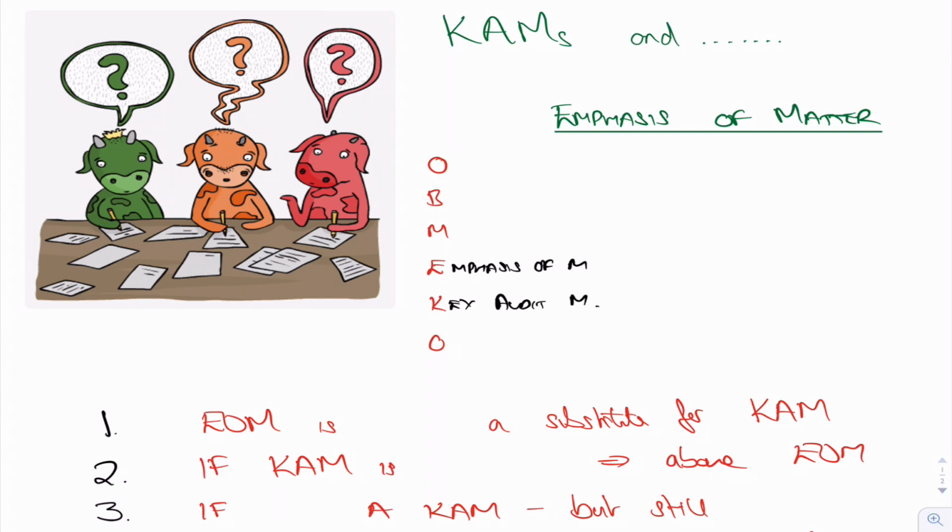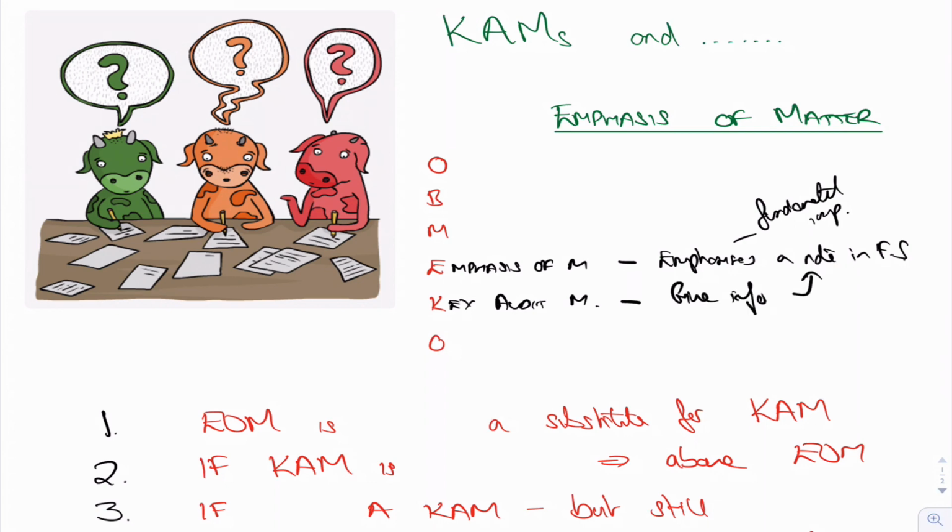Okay, now all the emphasis of matter paragraph does, it emphasises a note in the financial statements, and that note is something that is of fundamental importance to the user. Okay, but it just emphasises the note. Whereas what the key audit matter does, it doesn't duplicate that, it doesn't emphasise it. What it does is it gives a lot more information about this note. Okay, so therefore you can't have the same thing in both.